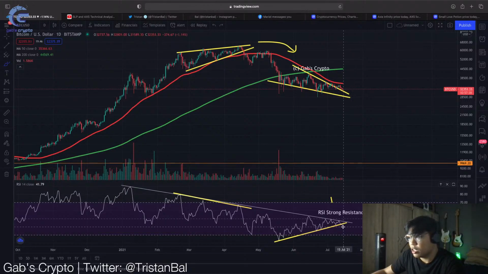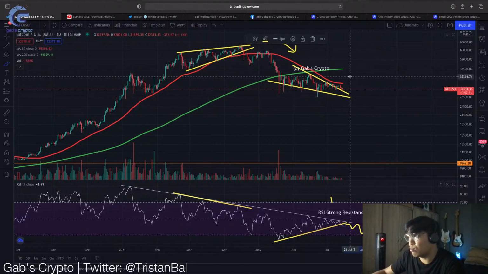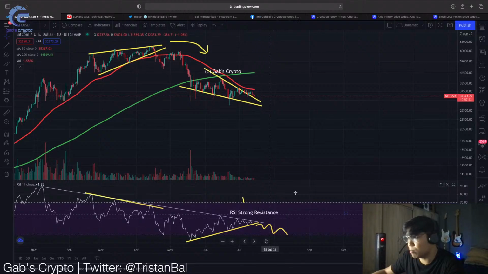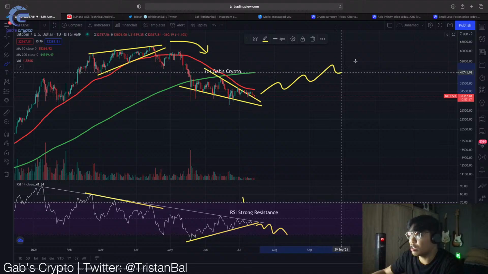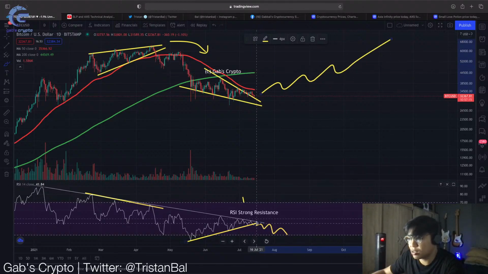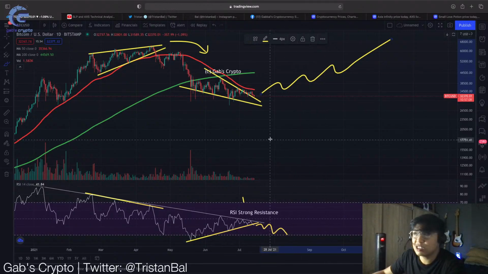So, as long as nandito pa tayo, we could still more likely see a Bitcoin movement going down at hindi pa tayo magpa-pump not unless ma-break natin itong resistance. If na-break natin yung resistance, if nakakita tayo ng breakout dito, if nag-pump tayo above this resistance, doon tayo makita ng Bitcoin trend reversal to the upside. So as long as hindi pa tayo nakita ng ganon, this would more likely go down. Pero if na-break natin yung RSI resistance, we can now see Bitcoin go up.